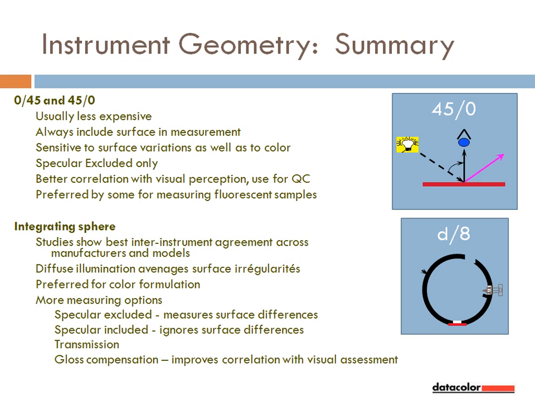Transmission is an opposite case. It's listed under sphere instruments, but it's just a more common option on sphere instruments. It's also possible to do using 45-0 geometry. It's just not a common option in color measuring instruments.